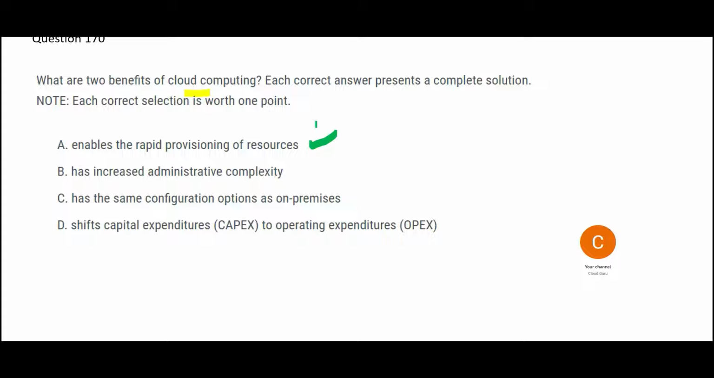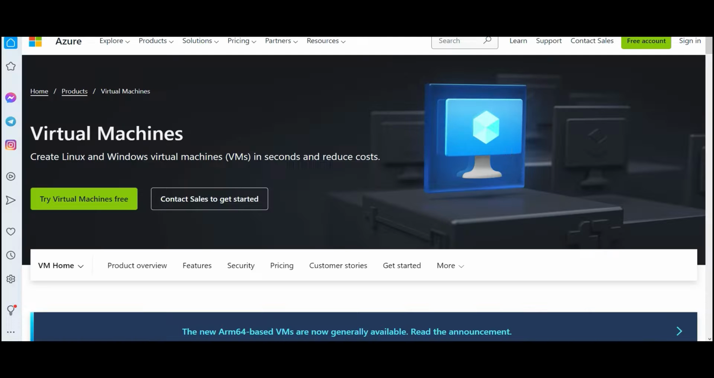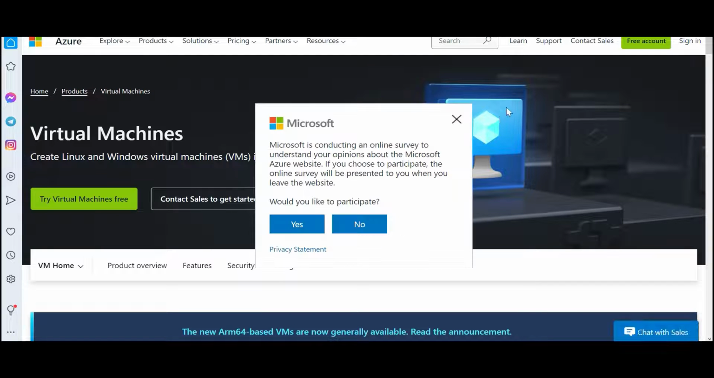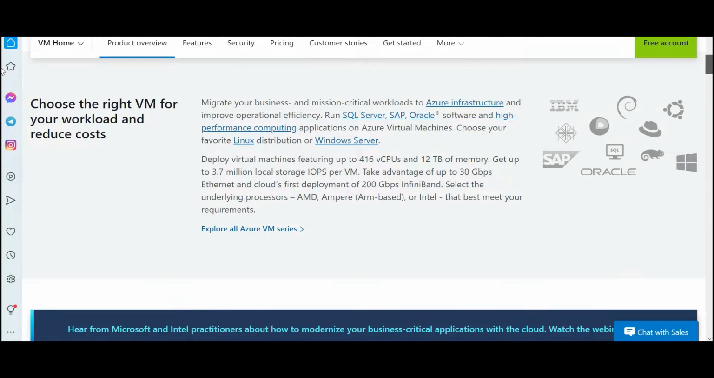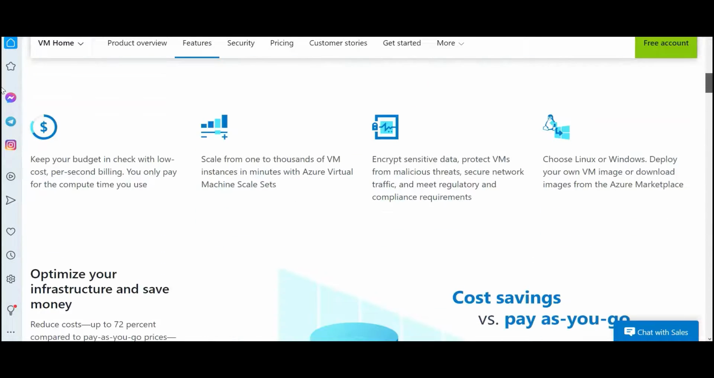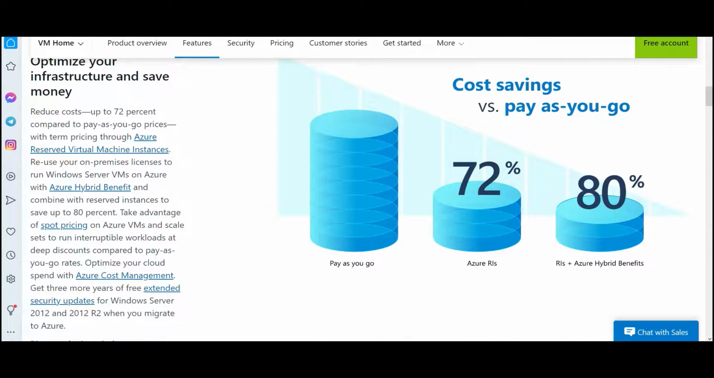For example, you want to set up two servers, you can spawn an instance or a VM. In the Azure world, we call it VM. You can spawn this instantly. So that way your time to market, we call this term time to market. That means how soon your product can go to the market. So with cloud, this is one of the greatest advantages.